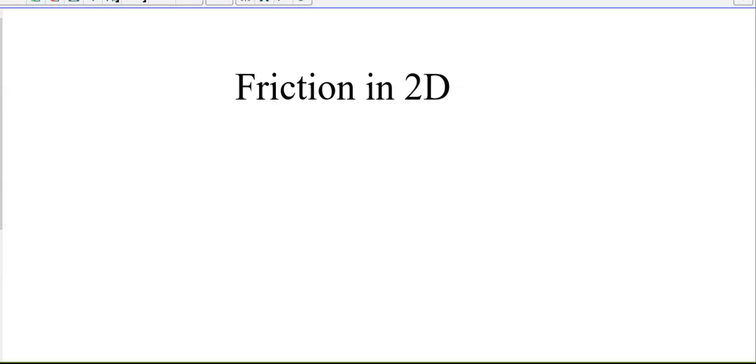This video is going to be about friction in two dimensions. So specifically, we're going to look at inclined planes and how friction behaves with an inclined plane scenario.